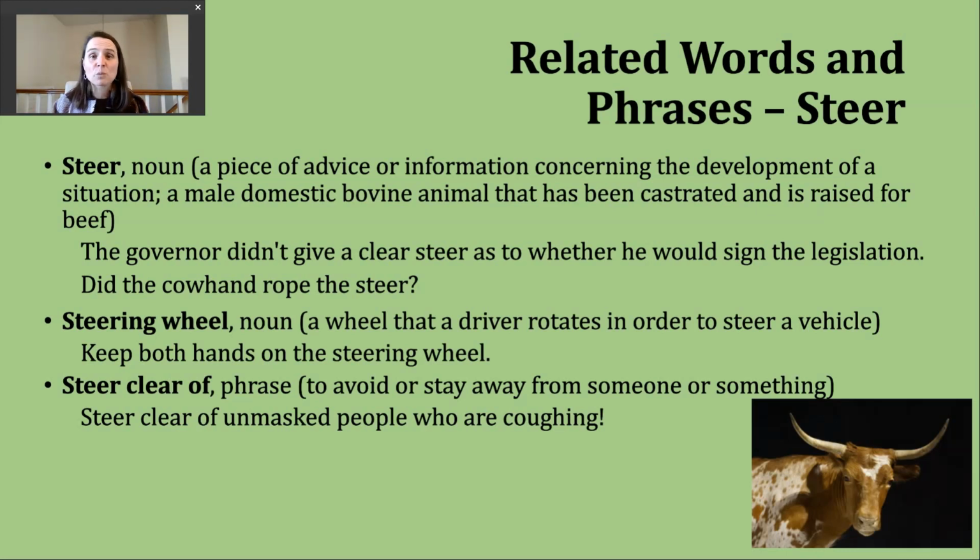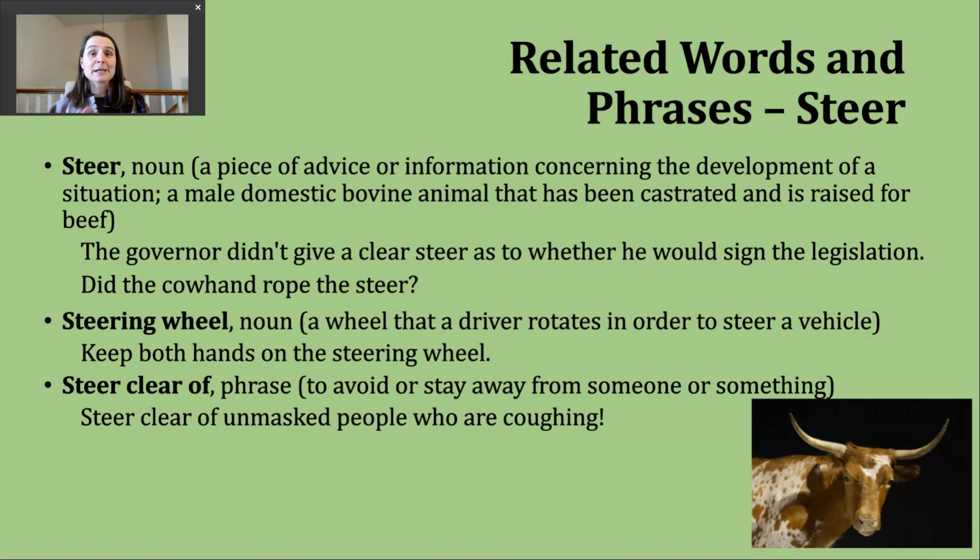The next related word that I think is quite common is the steering wheel. Right? So if you're a driver, this is something you see often or every time you're in the car. This is the wheel that a driver is going to rotate to make the car go to the left or to the right, or keep it going straight as it goes forward or back. So an example here, keep both hands on the steering wheel.